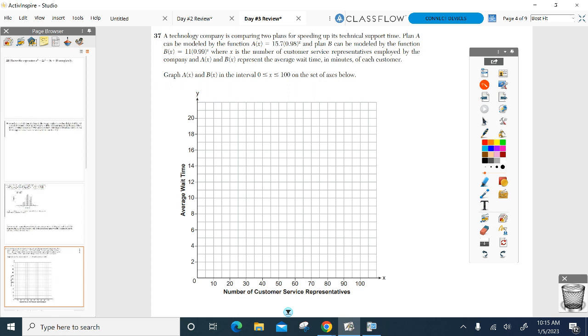Don't leave things blank, especially if it's a graphing problem like this, where my calculator is going to do all the work. So go ahead, read through 37. Flip it over there, Noah. We got a big part A there first.